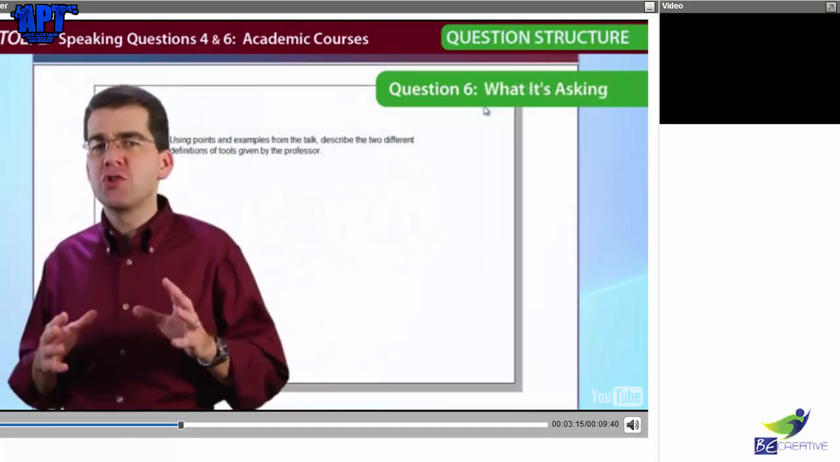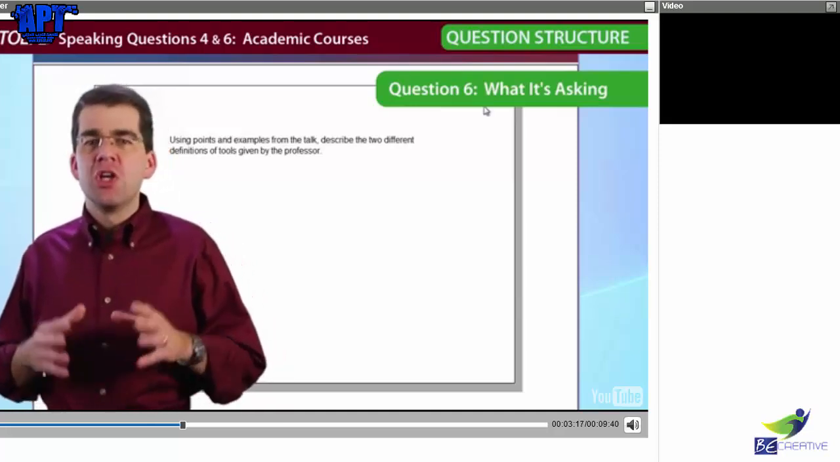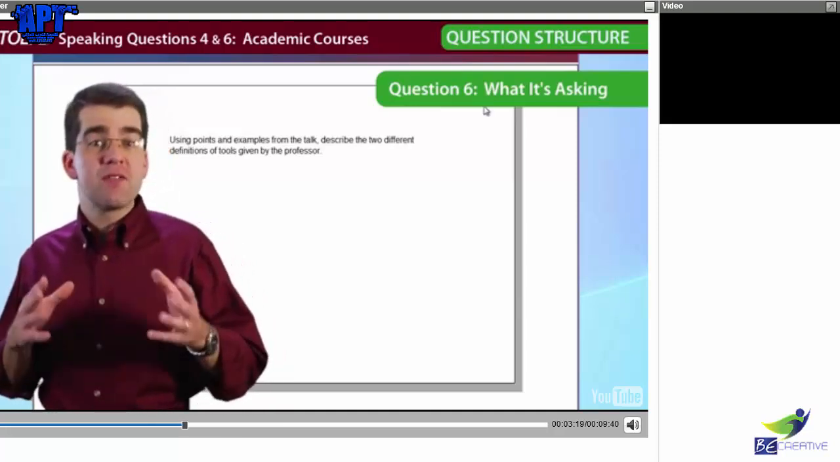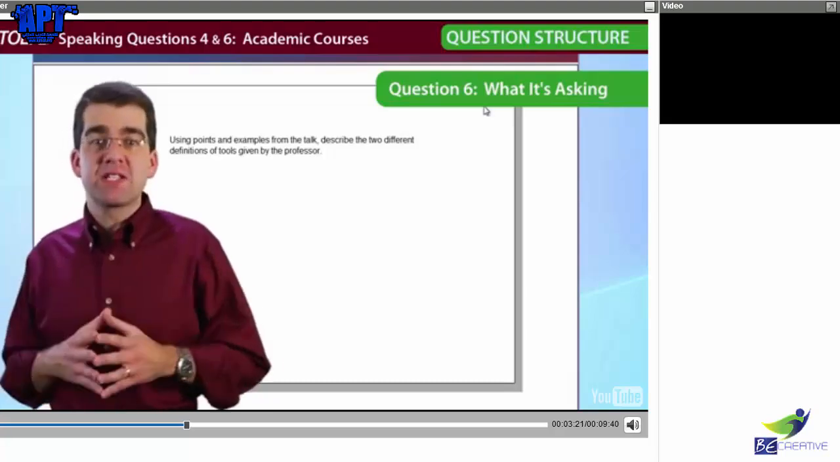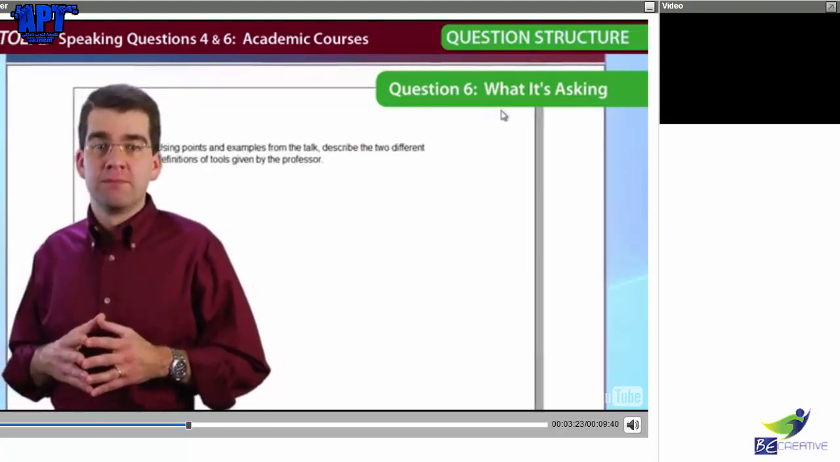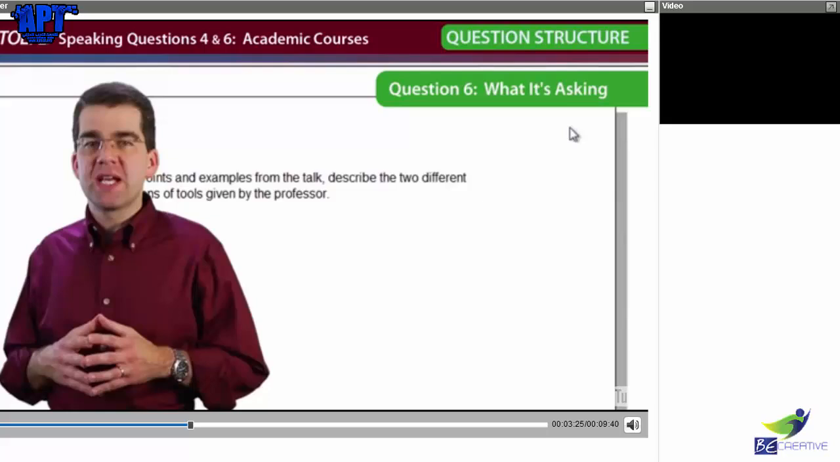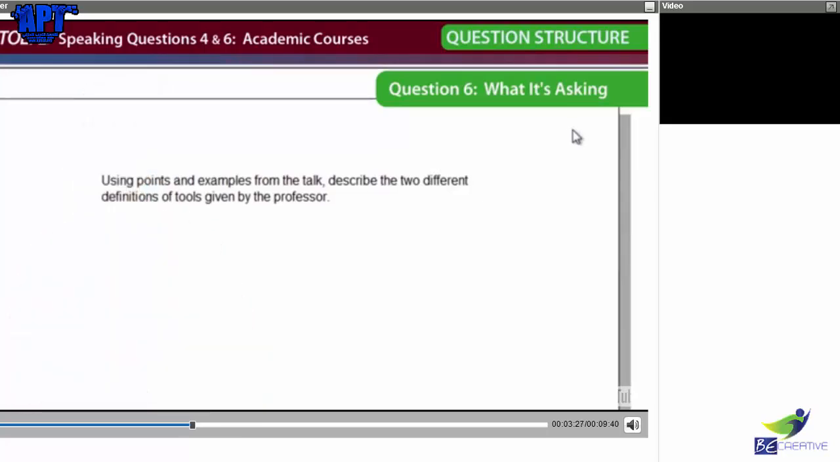Then it will have examples that help explain or clarify the issue. The question will ask you to explain the main concept or issue using the points and examples that were given in the lecture. So basically, it's a very straightforward summary. Here's the example of question 6 about tools. Using points and examples from the talk, describe the two different definitions of tools given by the professor.